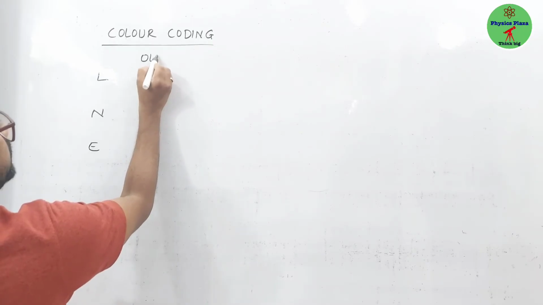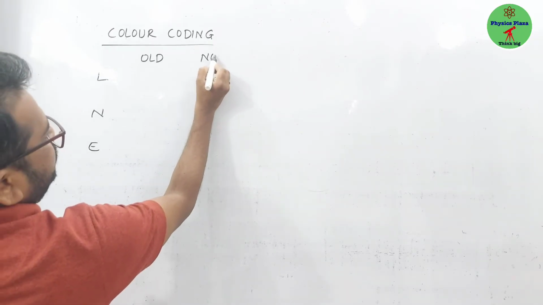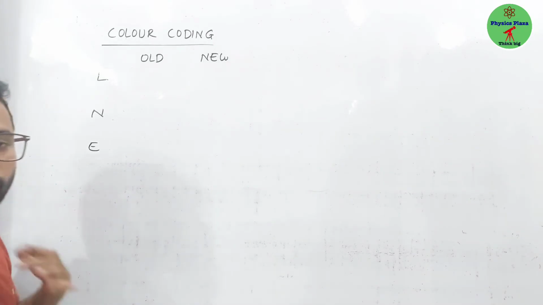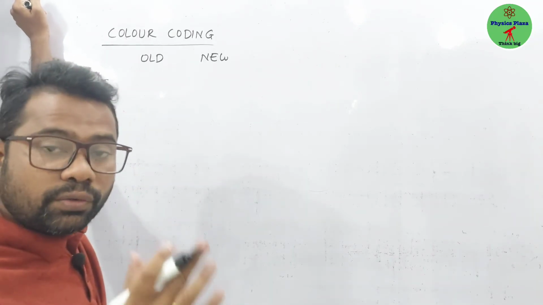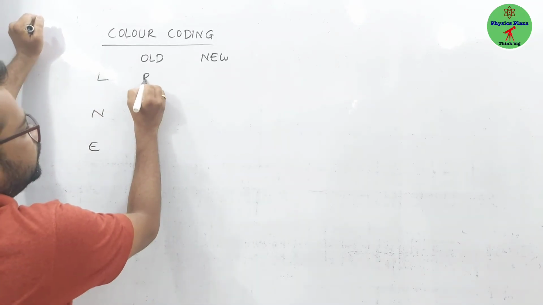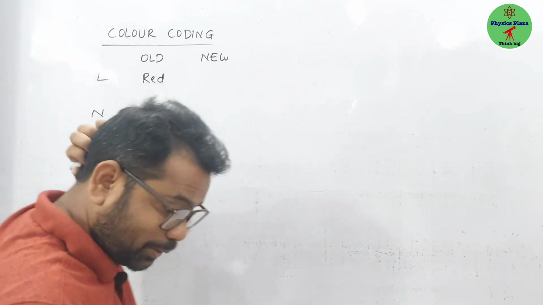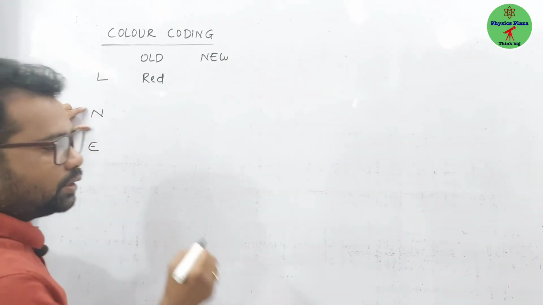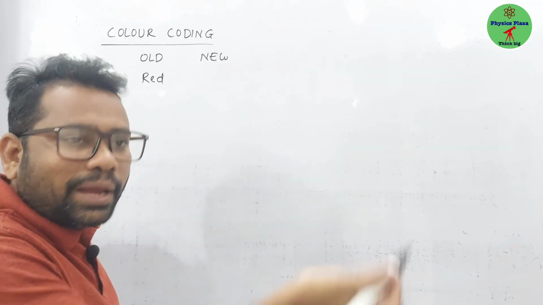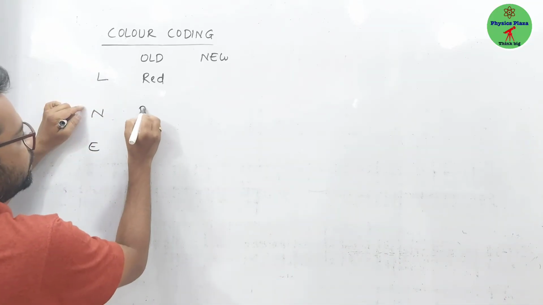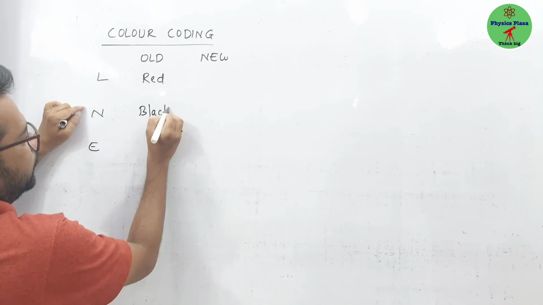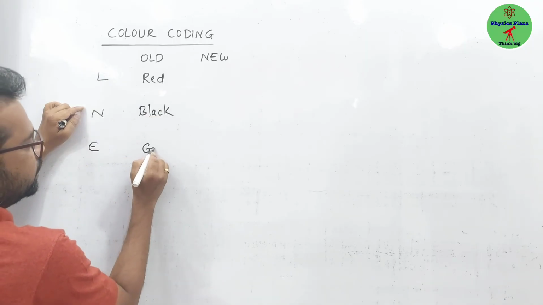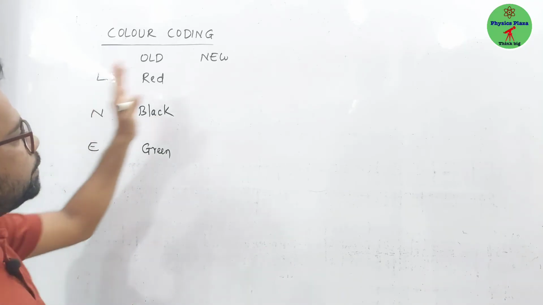Children, here we have the old system and even a new system. According to the old system, live is a current, always dangerous, so red color. Neutral means no color, which is black. Black is not a color, so it is black. Earth is a green planet, so green color. Over. And come to the new convention.